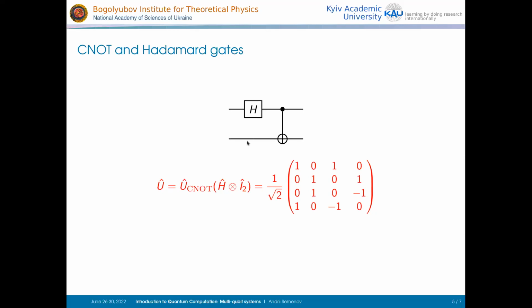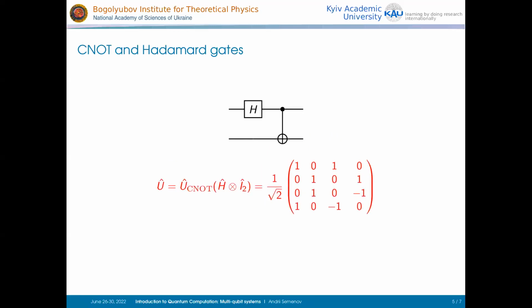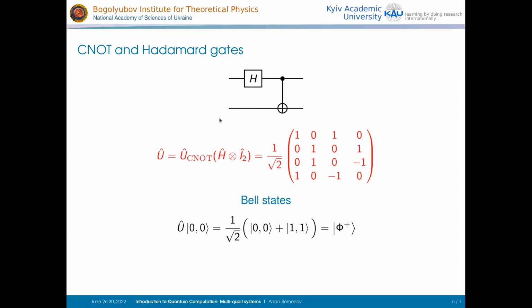Okay, nice. And let's now consider what happens if I apply some inputs to this scheme. For example, if I put 2 qubits here, one qubit in state 0 and another qubit in state 0, to such a scheme, I will get a very remarkable quantum entangled state, which is called a Bell state.